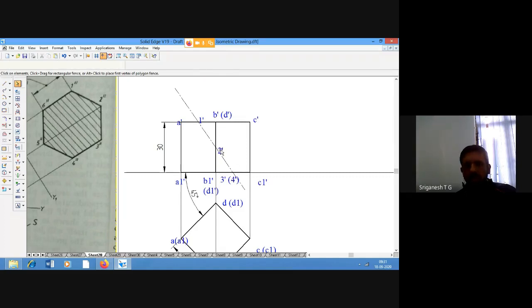Okay, here we'll have 5 dash, which will be hidden. And here we'll have.